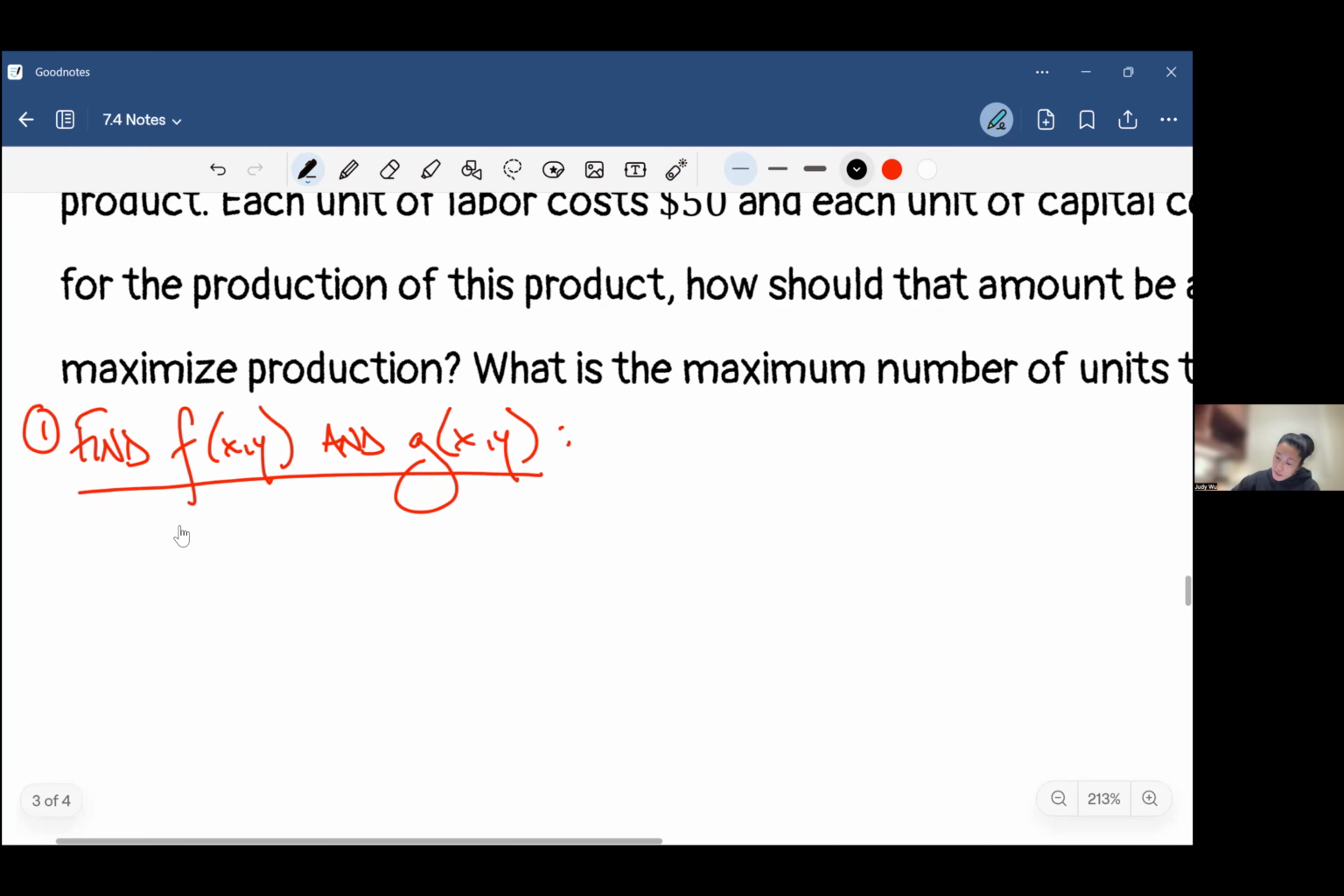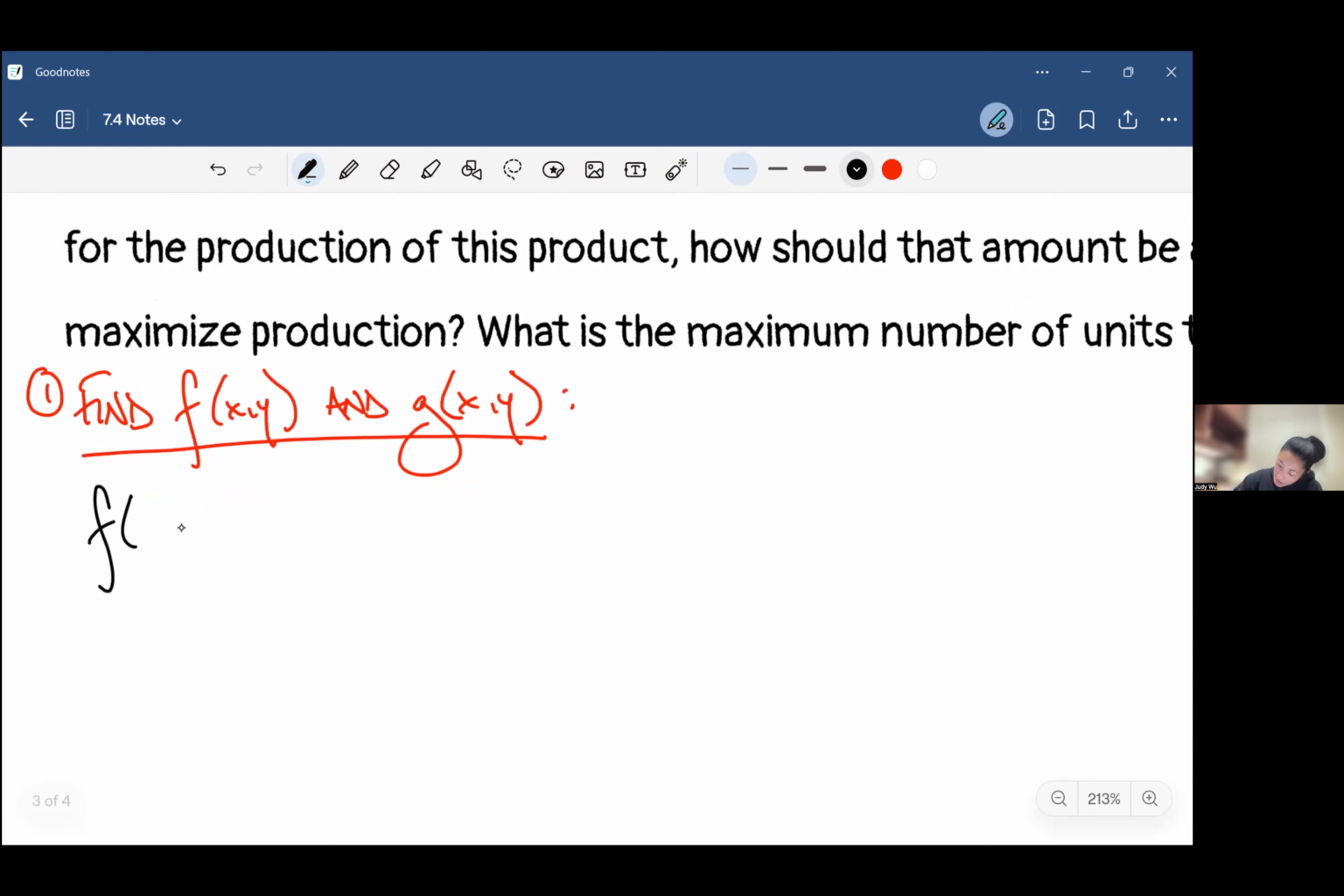Okay, so in this case, our f of x, y, the one we want to maximize, is the production function. So that is 16 x to the 0.25, y to the 0.75.